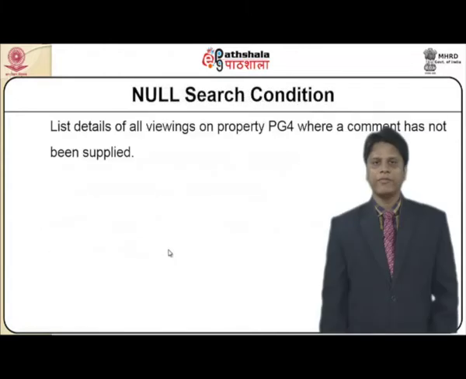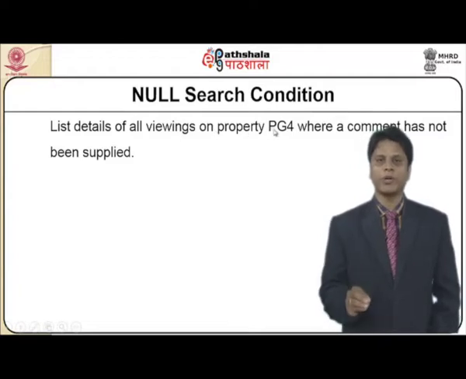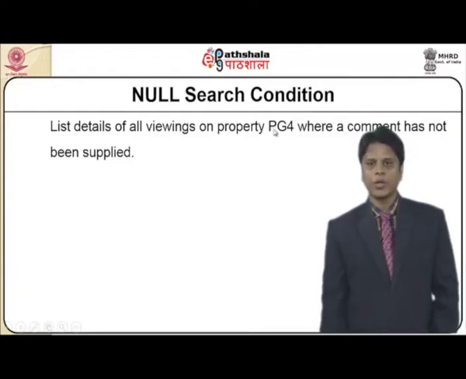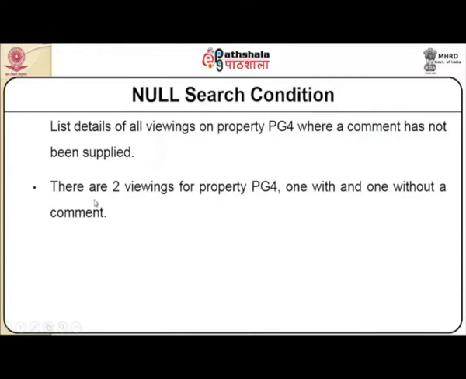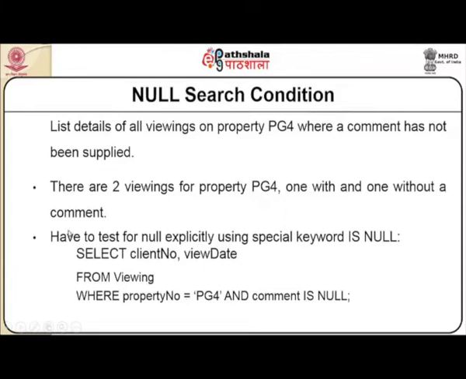And we will be looking at the null search condition now. List details of all viewings on property PG4. So there is a property named PG4 where a comment has not been supplied. There are two viewings for property PG4, one with and one without a comment, and we will convert that.